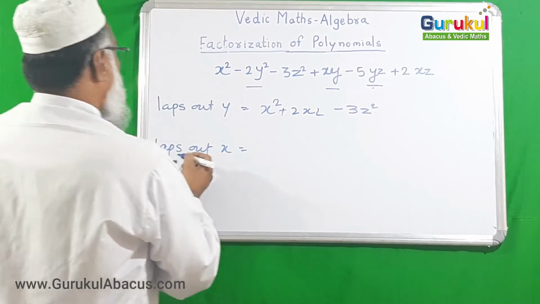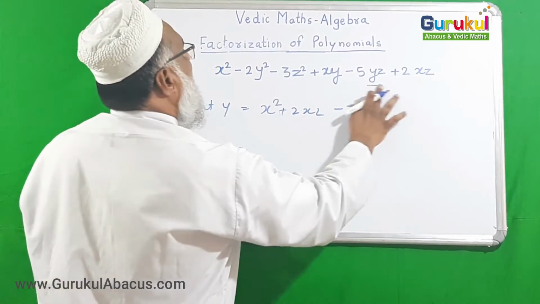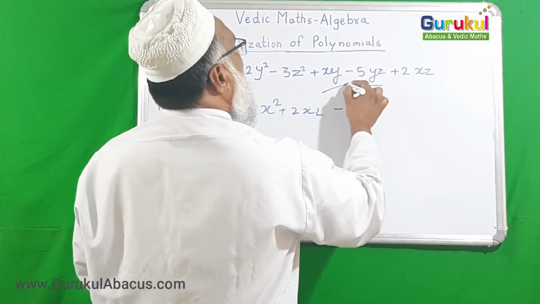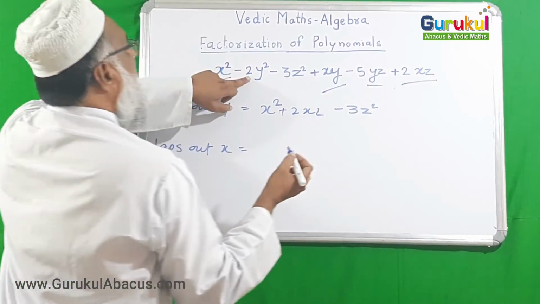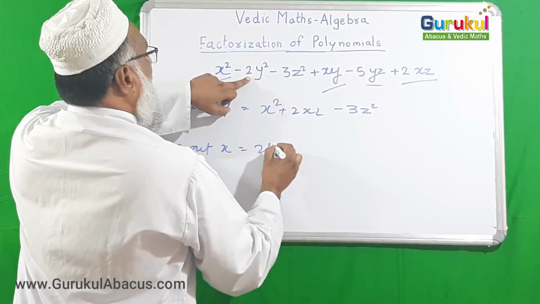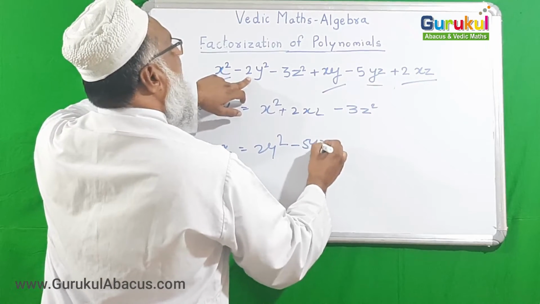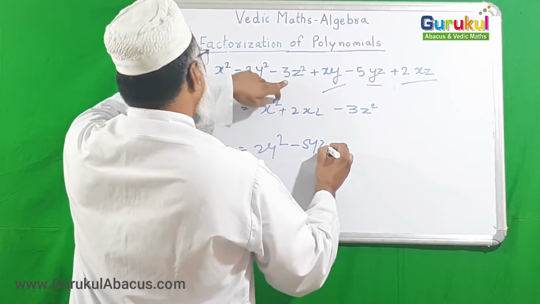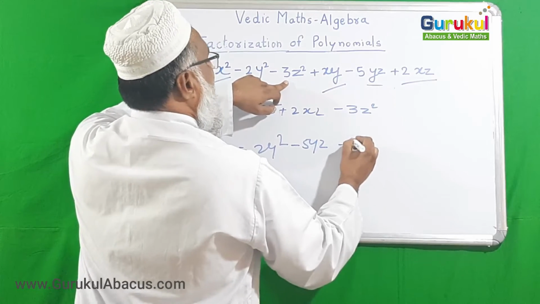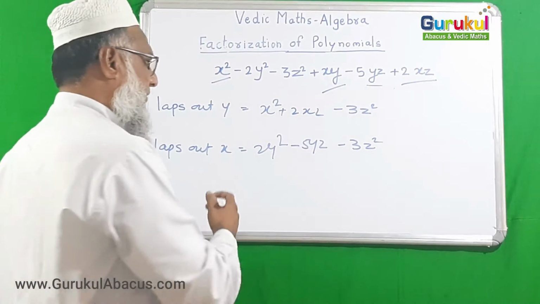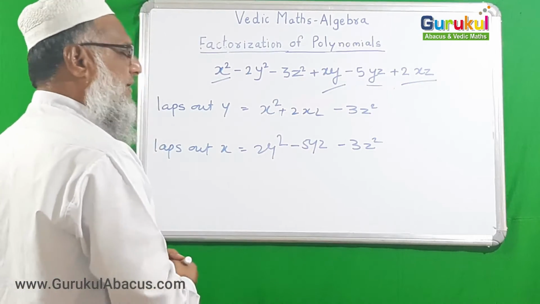Okay, now I want to lapse out x. So with lapsing x, this is going to cut down, this is going to cut down, and this is going to cut. So what is remaining? 2y square minus 5yz minus 3z square. This is remaining with us. Okay, now we are thinking which can be the factors.